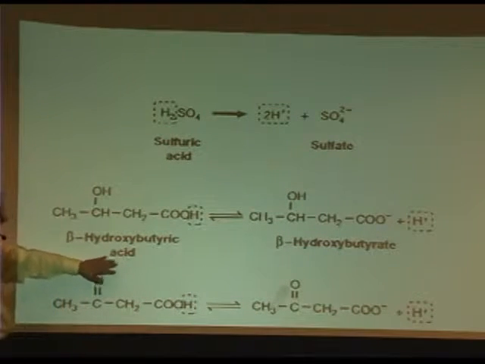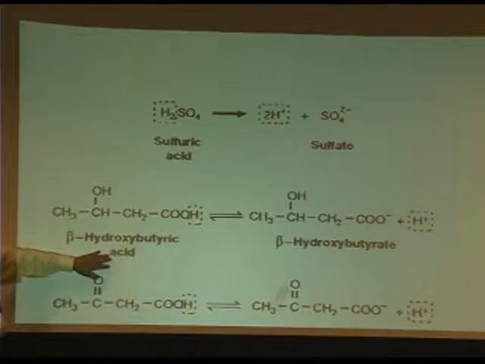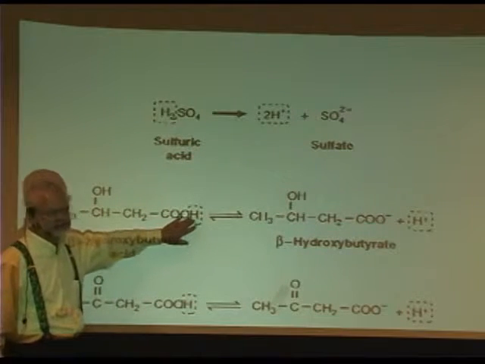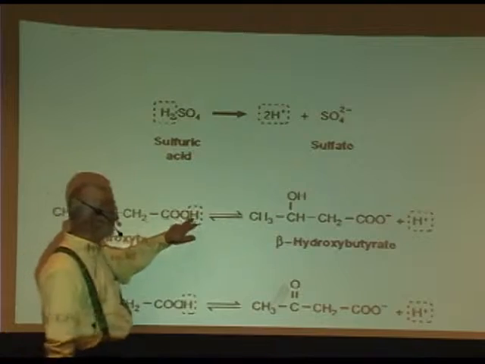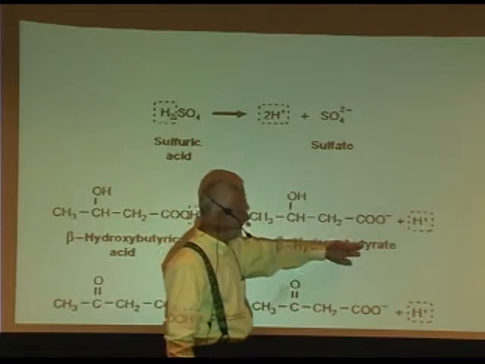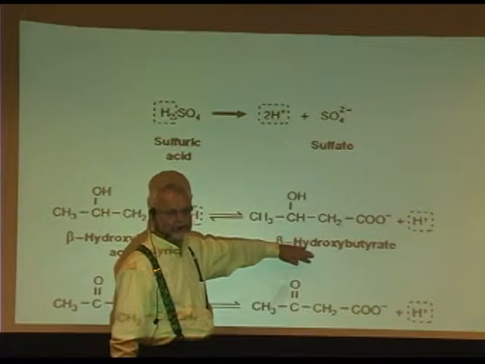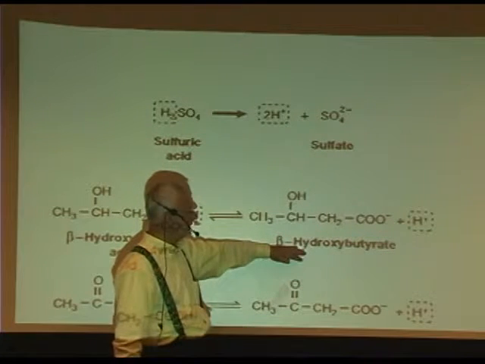Here's beta-hydroxybutyric acid. It's -ic. And here's the carboxyl group on here that makes it an acid. It's going to dissociate this proton here. Here's a proton. And now this is hydroxybutyrate, beta-hydroxybutyrate.